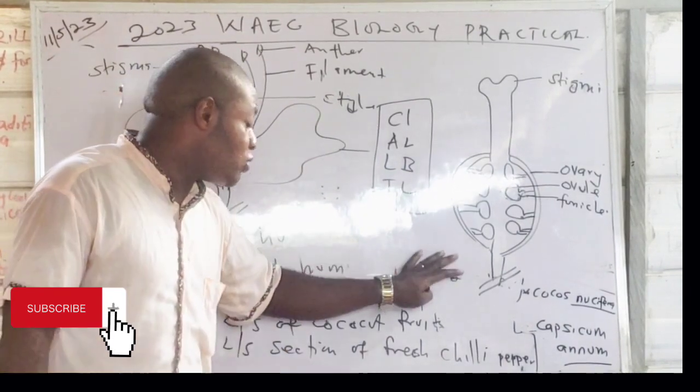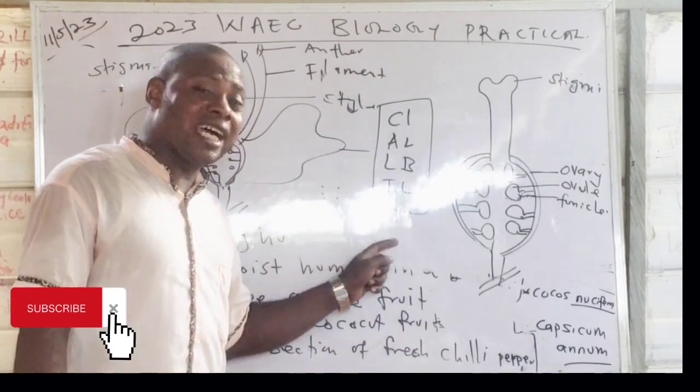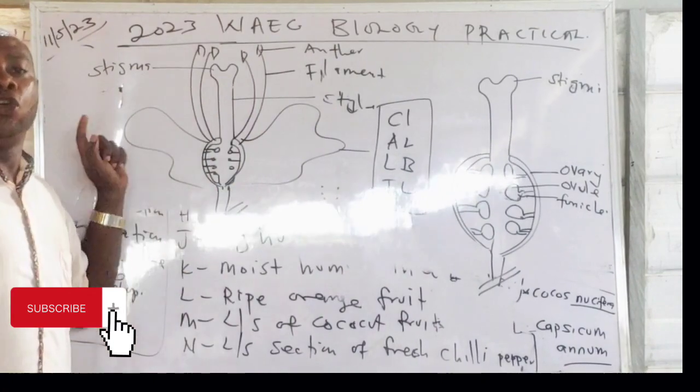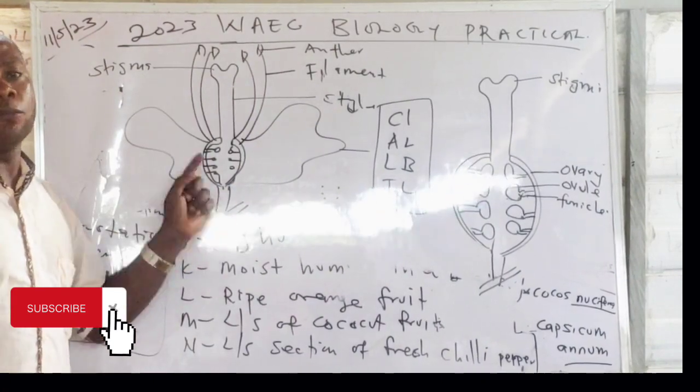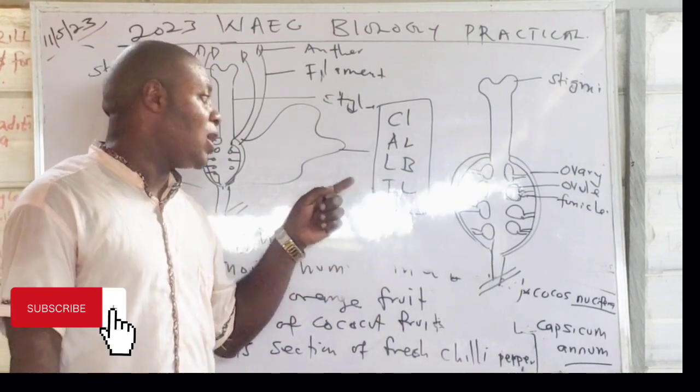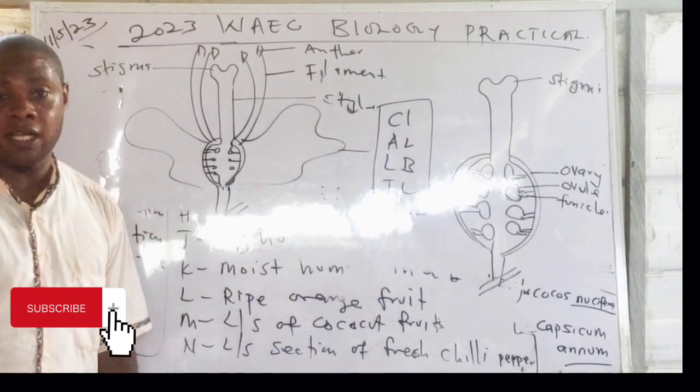After you've drawn whatever you are going to draw, you now write the title: longitudinal section of the ovary of Pride of Barbados. Are you with me now? Then don't forget the labels too. The labels have rules. You can just see other materials for that.